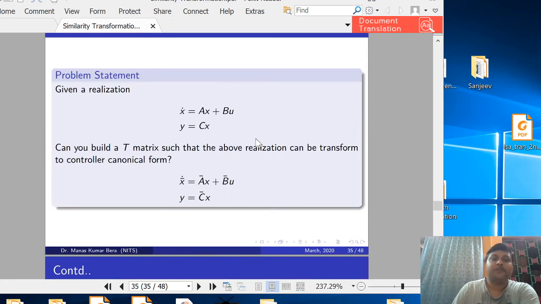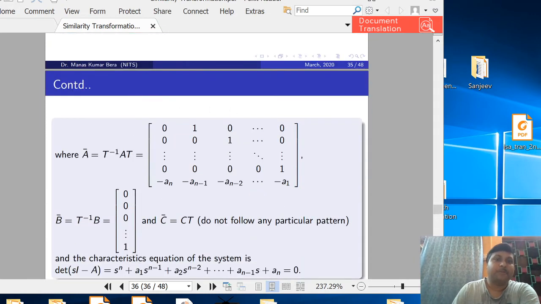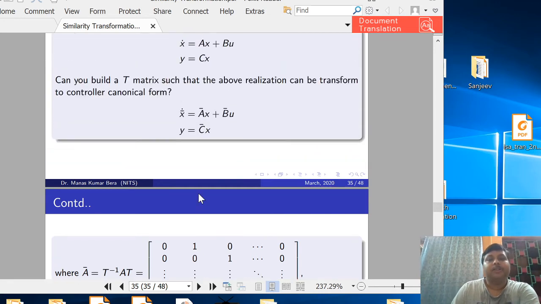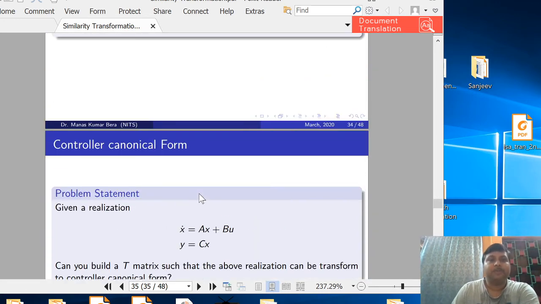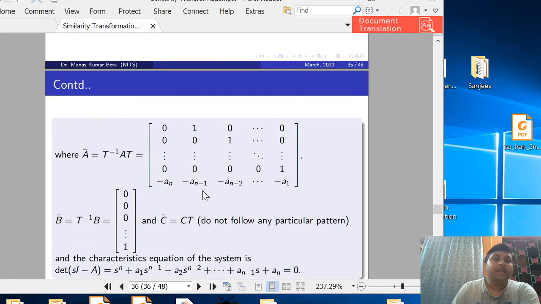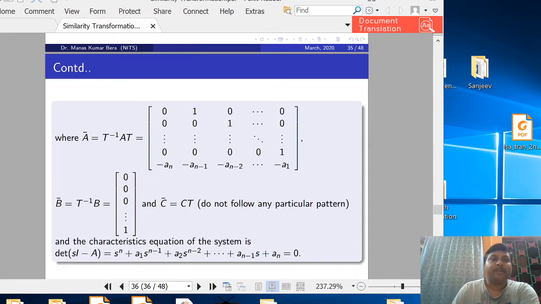Now again the same question can be asked: why is this representation important to us? Because later, in the next topic, we are going to discuss controller design in state space. At that time you will find that this controller canonical form helps you a lot from the point of view of calculation, because if the system is in controller canonical form, the controller design will be easier for us.